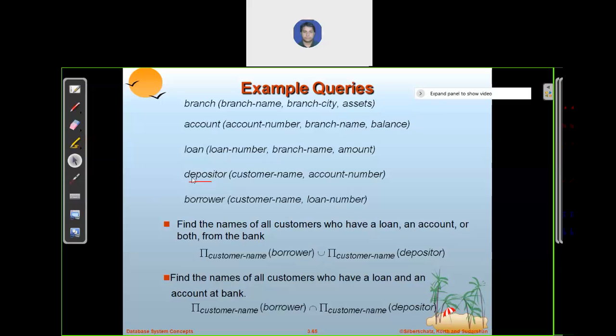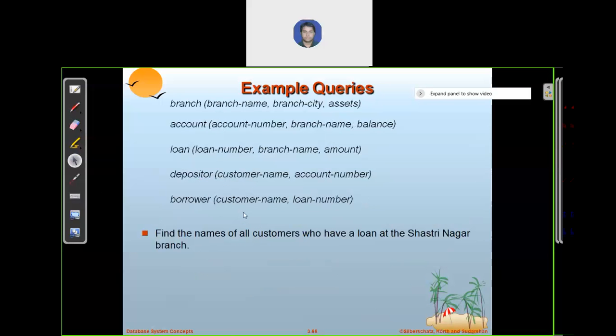Okay, so next let's see the next query. Now the next query is: find the name of all customers who have a loan at Shastri Nagar branch. Means we want the customer names who have a loan from the Shastri Nagar branch. So how will you write the expression for this query?